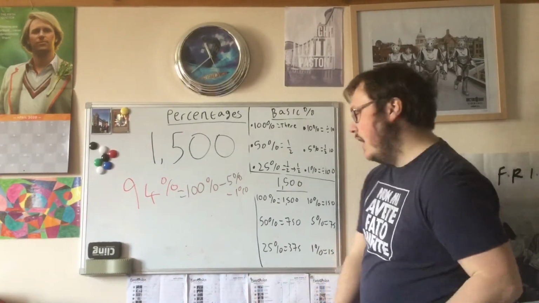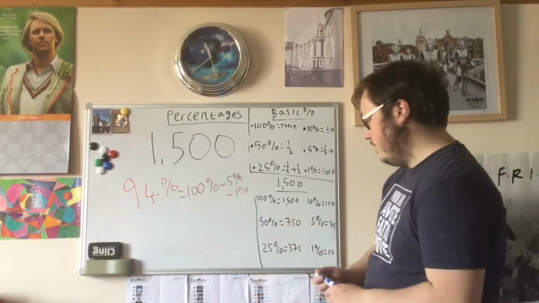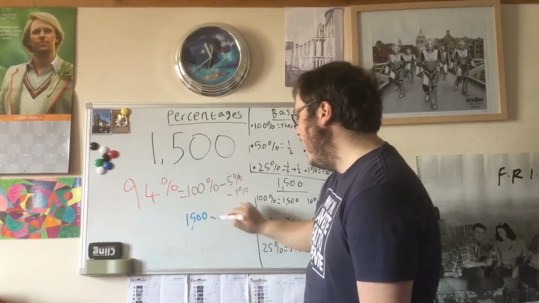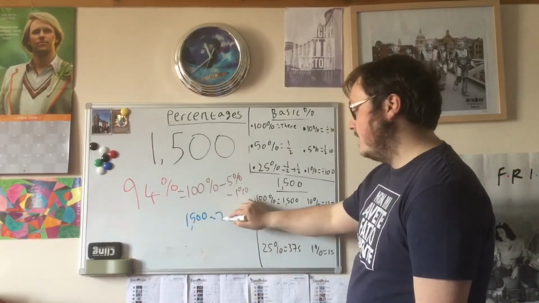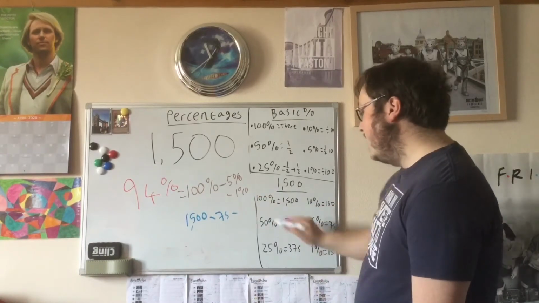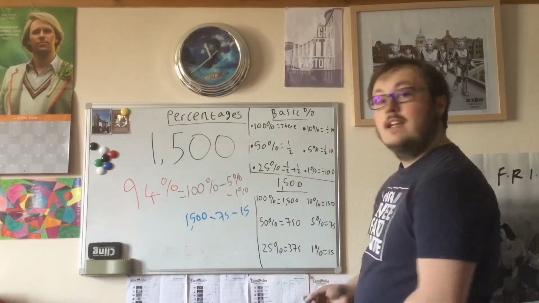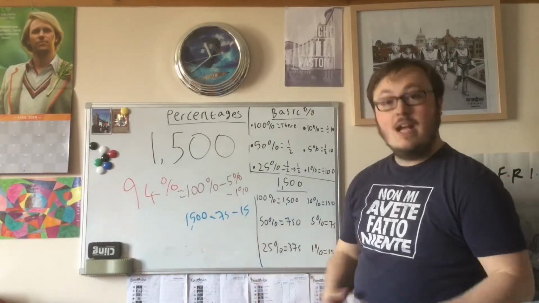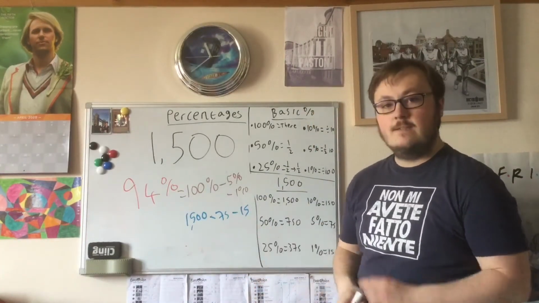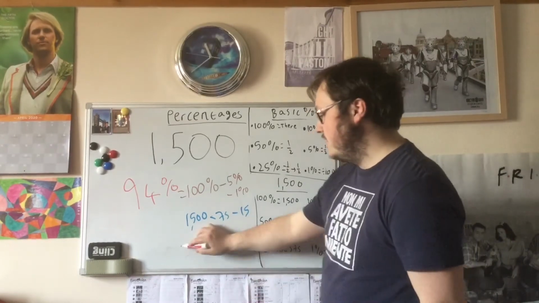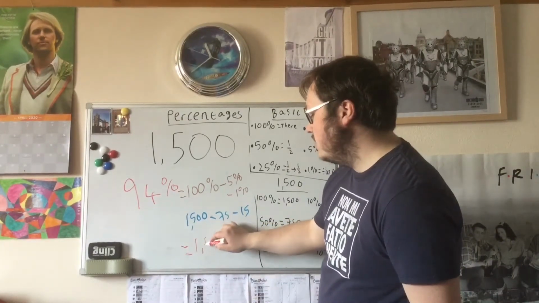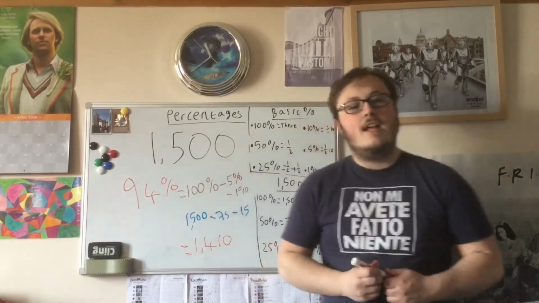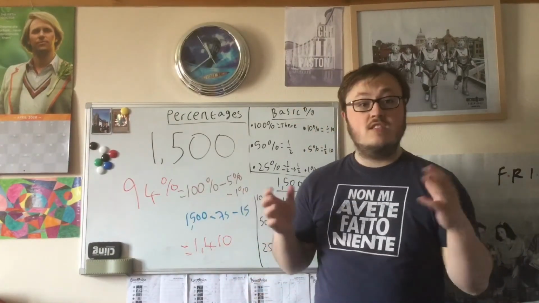So what is 100%? Well, that is 1,500. Minus 75, because that's 5%, minus 15, because that's 1%. So what is 1,500 minus 75 minus 15? Well, that will get us 1,410. And that's the answer. No, you don't have to just add every time.